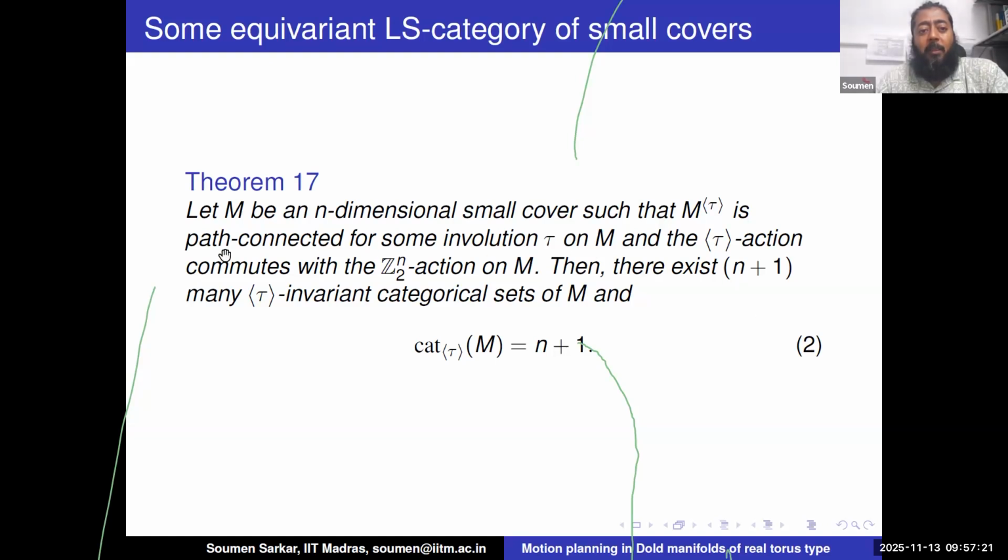The assumption we are considering is that tau is an involution. If the fixed point set corresponding to this involution is path connected and this involution commutes with the Z_2^n action, then the equivariant category is equal to n plus 1, an exact value. There are many such involutions, given that this is an n-dimensional small cover. We are using this polytope structure heavily. Whether this result is true for more general cases, we don't know.